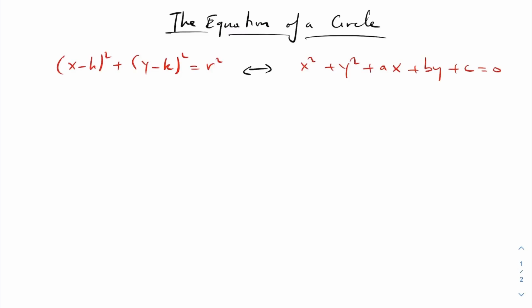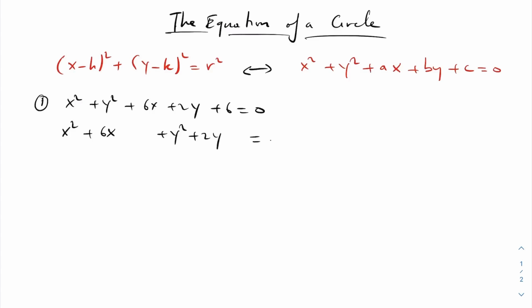So the first example that I have here is going to be x^2 + y^2 + 6x + 2y + 6 = 0. So when you have something like this, the first thing you need to do is group the x's together and the y's together, because you're going to have to complete the square in order to write your equation in standard form. So I'm going to have here x^2 + 6x, and then y^2 + 2y, and on the other side, I'm just going to send the 6 over as negative 6.